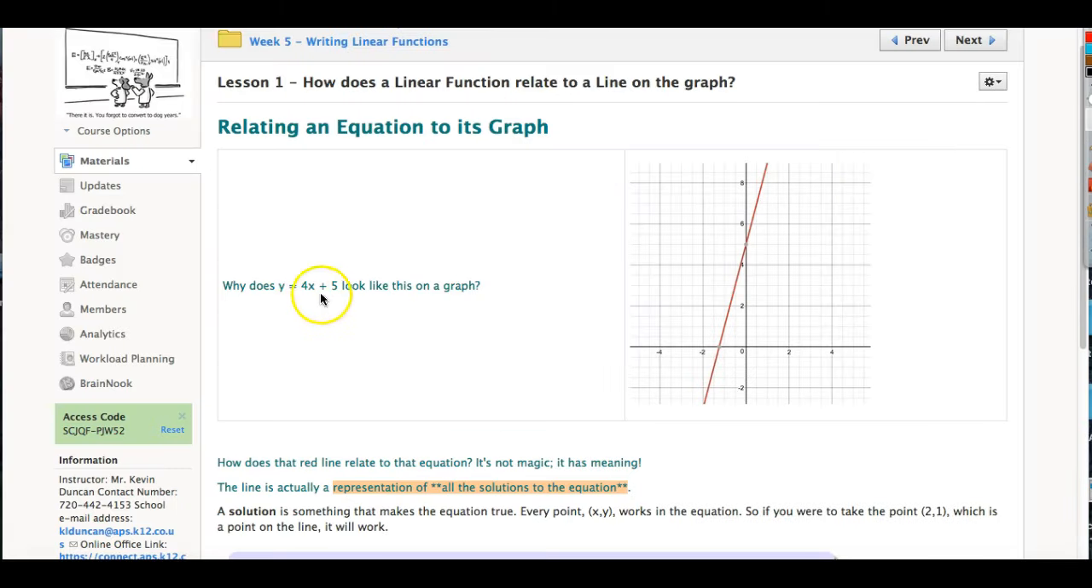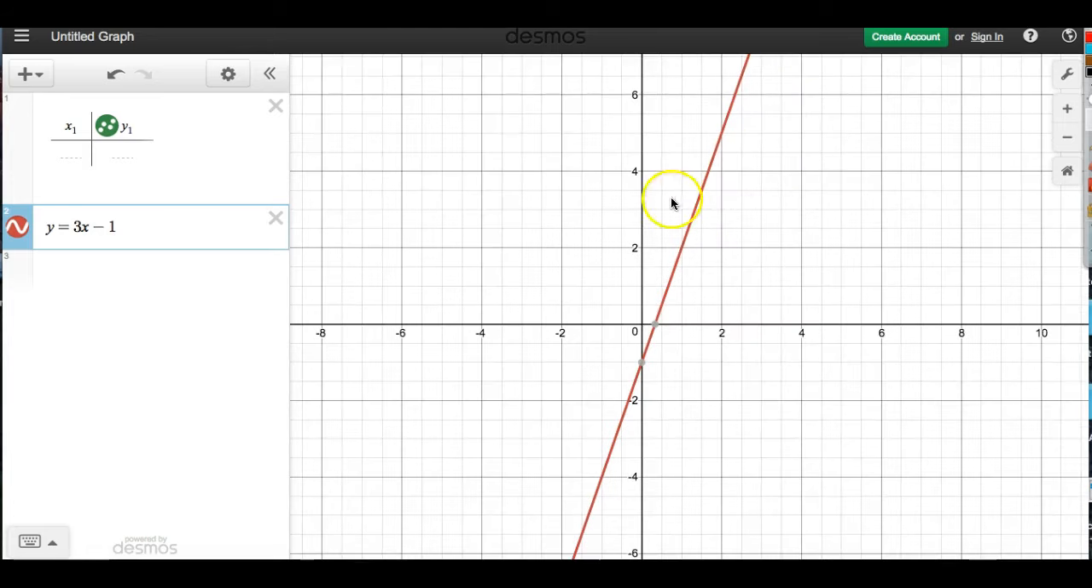So if we're looking at y equals 4x plus 5, I can put in any xy point. There's two variables. Any point on this line will make this equation true. Let's look at an example. Here we see the graph of the equation y equals 3x minus 1. So this is, again, the representation of all the solutions to this equation.